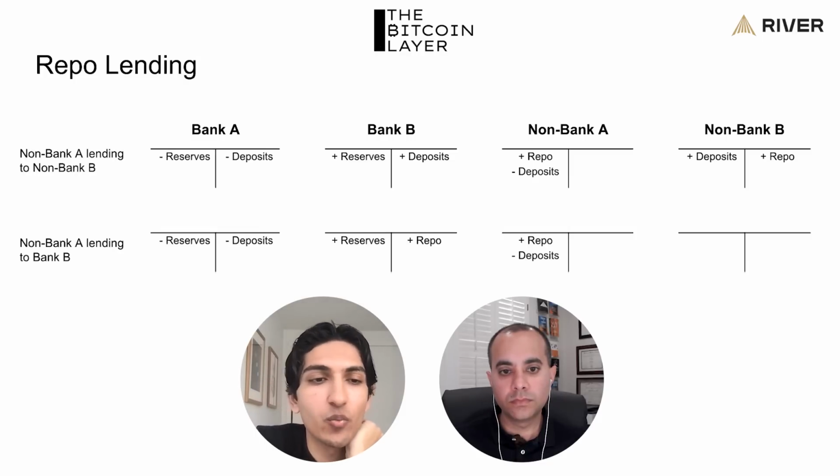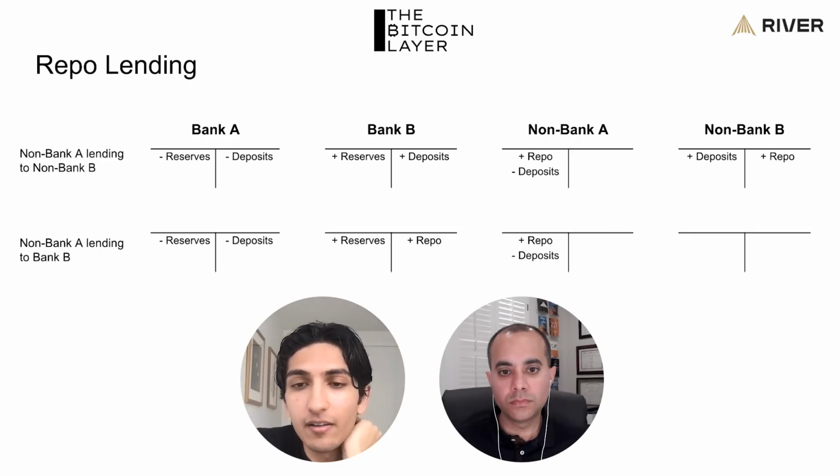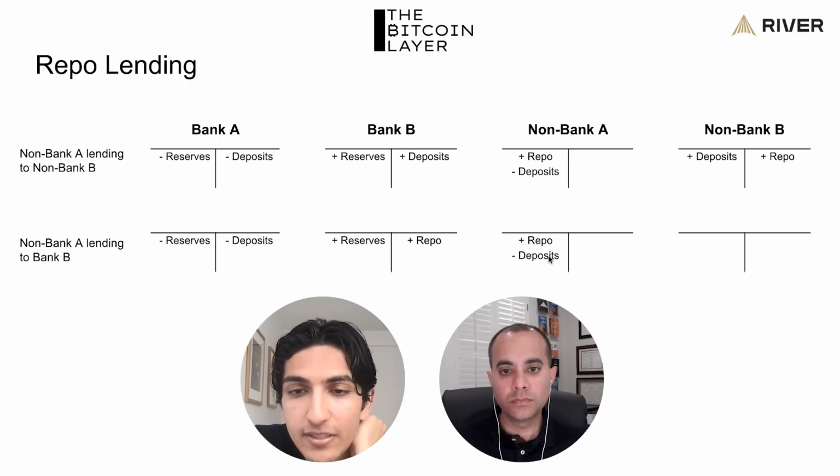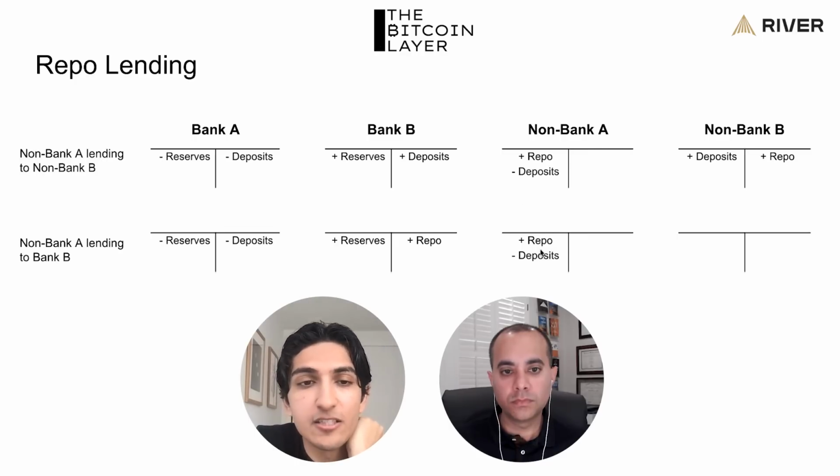The next one is what happens when a non-bank lends in repo to a bank. Now, money for non-banks is deposits, but money for banks is reserves, and liabilities for banks are deposits. So this looks a little bit different, which is that non-bank A here is banking with bank A and creates a repo loan, essentially gets rid of its deposits, so it changes its deposits to repo, and bank A transfers those reserves to bank B, who is the borrower.